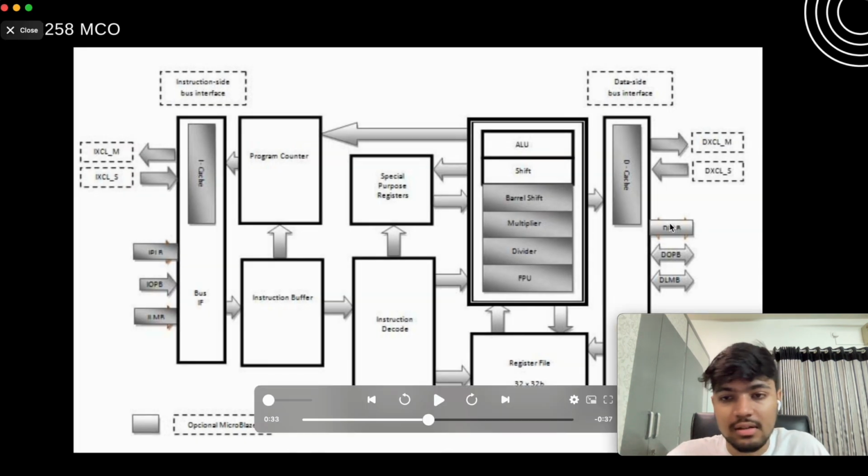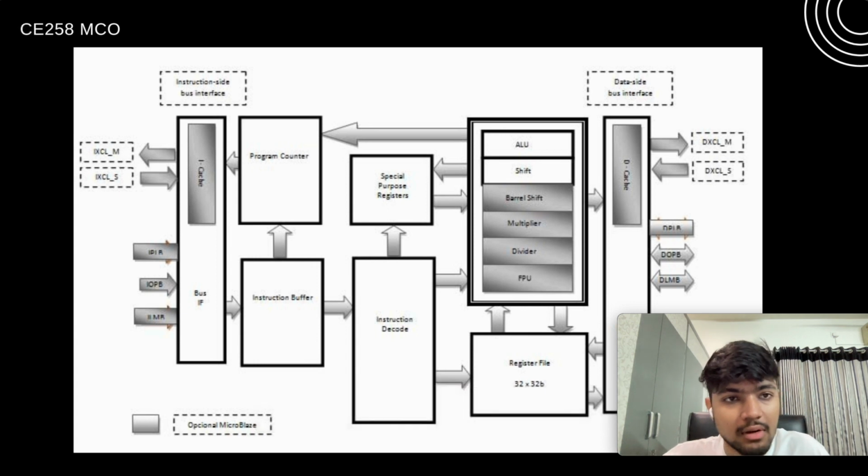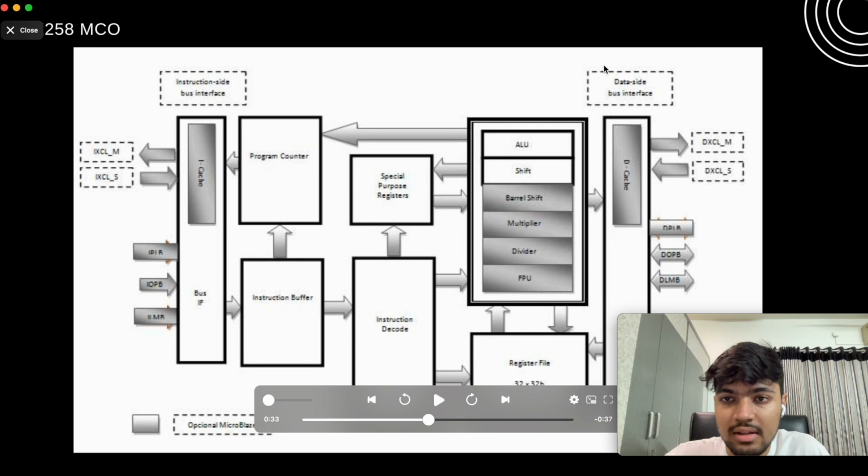Here is the exact architecture of the hardware we are going to use. As you can see, there is the data side, there's the ALU, the cache, register, decoding unit, instruction buffer, cache memory, special purpose registers.